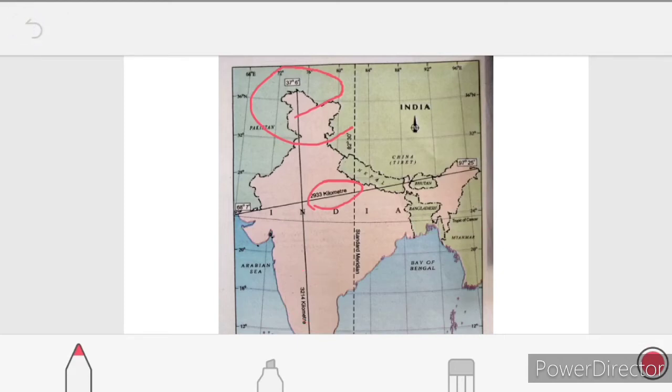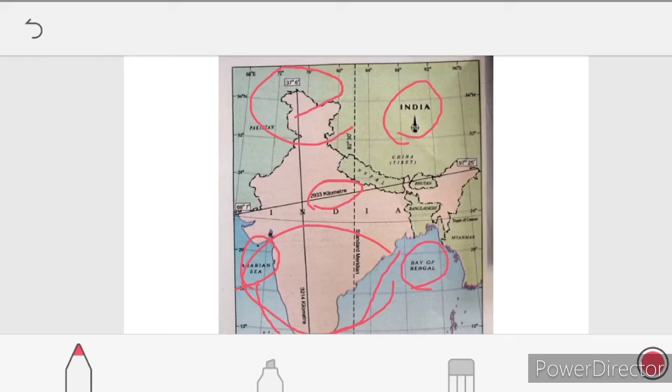In the east part of the map we see here the Bay of Bengal, and in the west part of the map we see here the Arabian Sea. In the southern part of India, the area surrounded by waters on three sides is called a peninsula. Because we know that the land surrounded by water on three sides is called a peninsula.